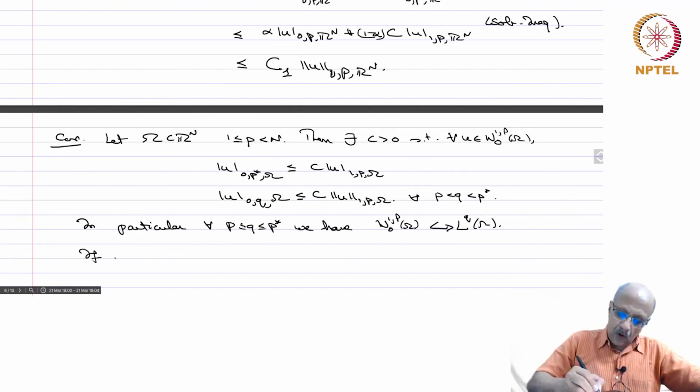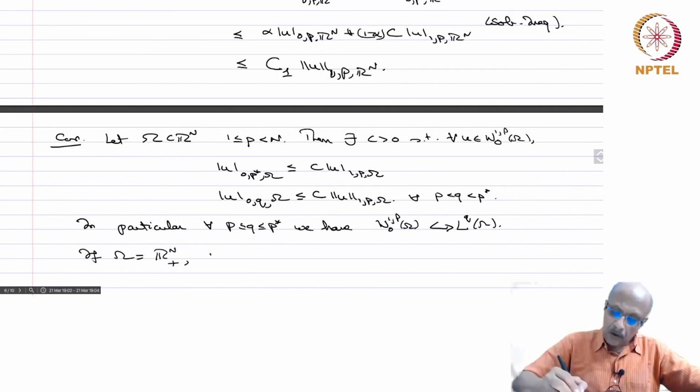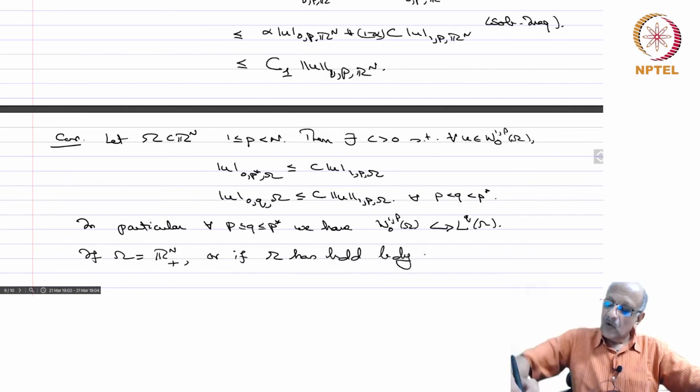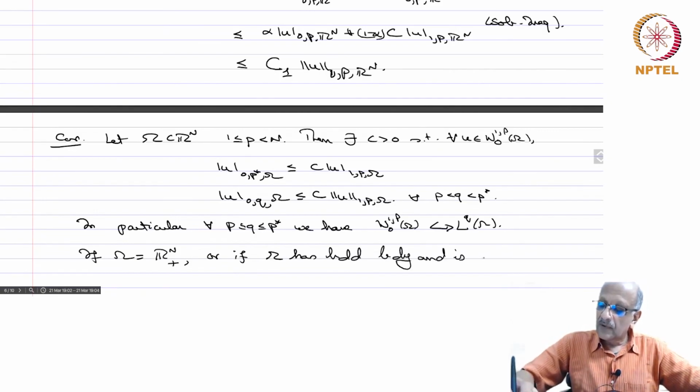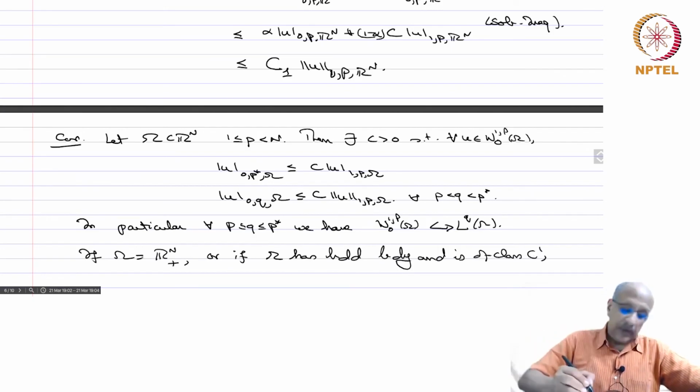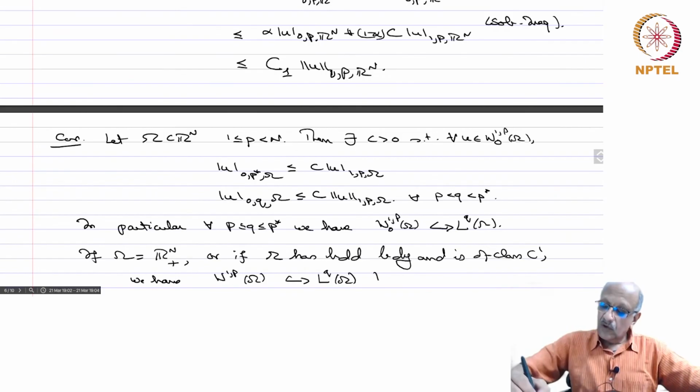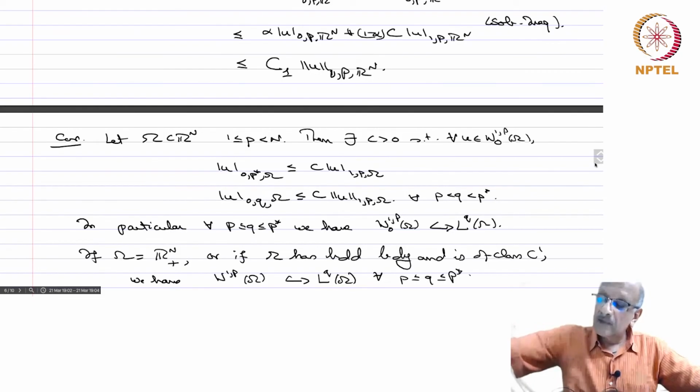Now if omega equals Rn plus, or if omega has bounded boundary and is of class C1, we have W^{1,p}(omega) is continuously embedded in L^q(omega) for all p less than or equal to q less than or equal to p star. So we are coming from Rn to omega.